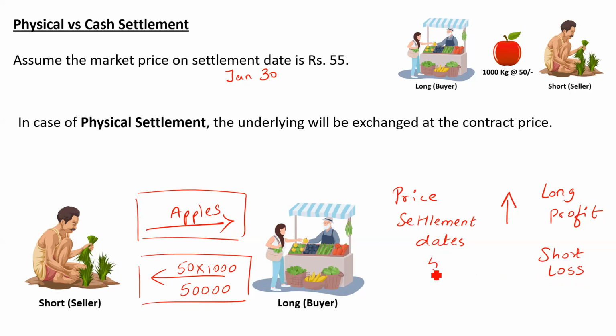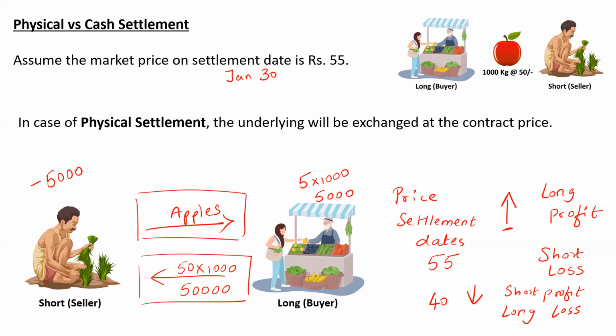The price on the settlement is 55. The agreed upon price is 50. So the price has gone up. So the long is going to make a profit of 5 per kg multiplied by 1000. He is going to make a profit of 5,000, and the short is going to lose 5,000. If on the settlement date the price is 40, which is lower than the agreed upon price, then the short will make a profit and the long will incur a loss.